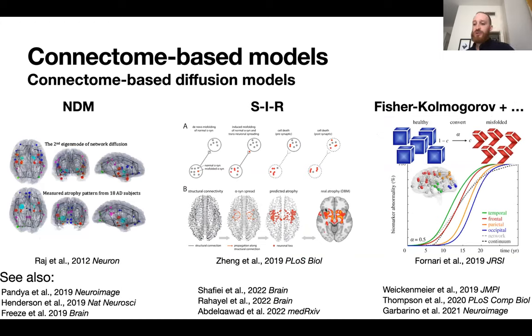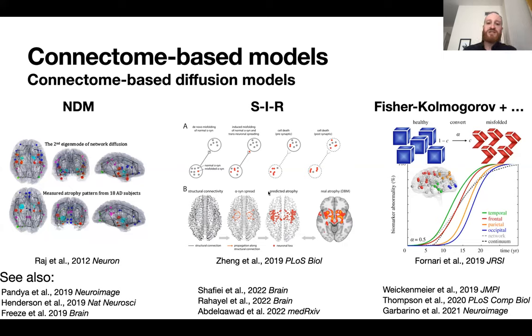So obviously this is not the only model. I'm so grateful to Dr. Garbarino for going through all these because she did it a million times better than I could. This is just to point out that there are many types of these diffusion models, including the network diffusion model from 2012 from Ashish Raj, and some of these other reaction diffusion models, Dr. Garbarino's work as well. One that was not discussed is this SIR model that has been popular recently. This stands for Susceptible-Infected-Recovered model that came from the epidemiology literature. And it's very cool because you can measure a node as infected with a pathology and then, quote unquote, recovered, which in this case really means atrophied. So there have been some cool uses of that model as well.